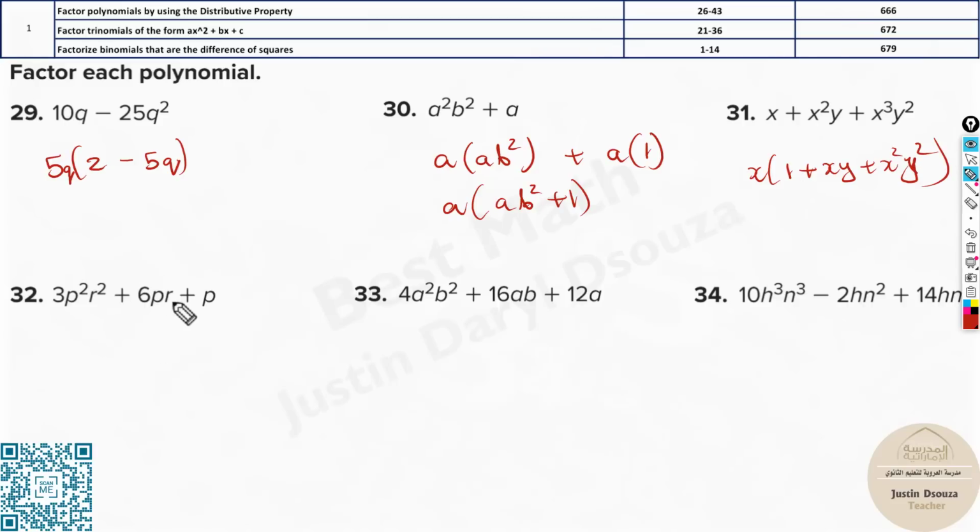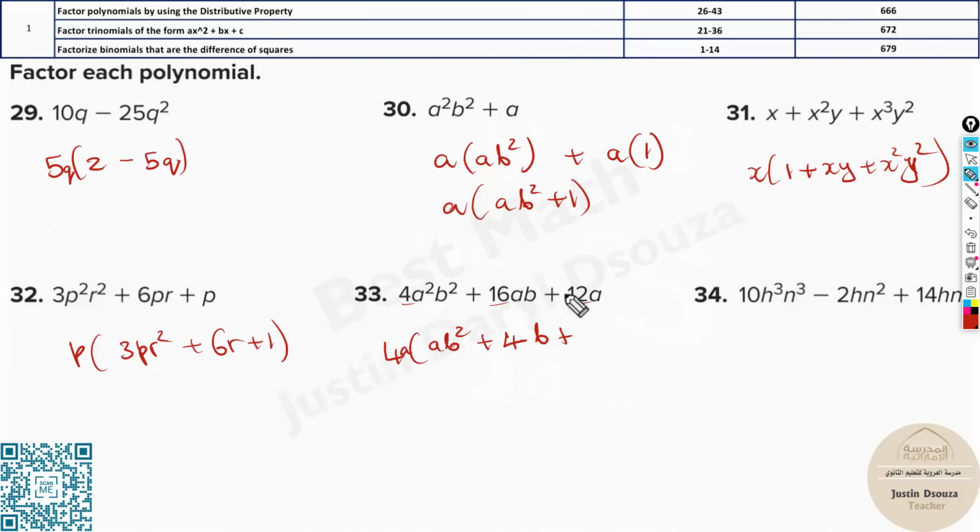And over here we can see it's again 3 terms. p is common outside with all the terms, so you'll have 3pr squared plus 6r plus 1. And over here you can see there are numbers 4, 16, 12, all are multiples of 4. And then a is also common with everyone, so 4a is removed outside. You're remaining with ab squared only because 4 is gone and 1 a is gone. One a remains and b squared. Plus 4 is gone out of 16, so 4 times 4 is 16, so 4 remains, a is gone and b.